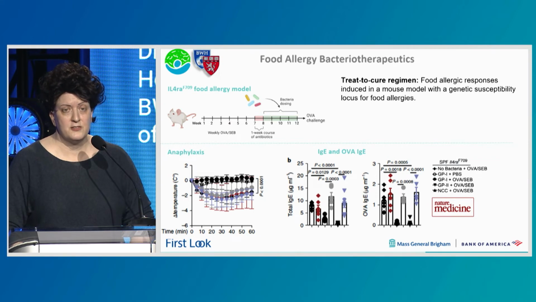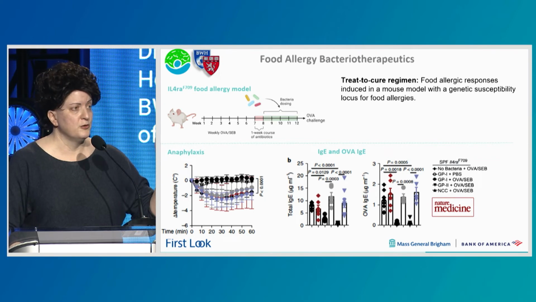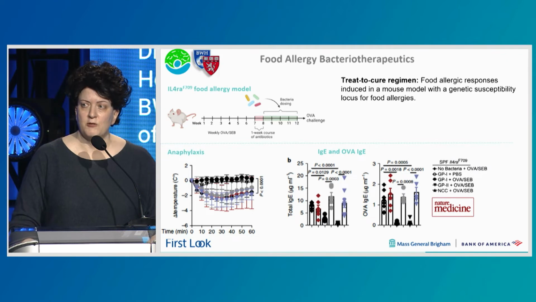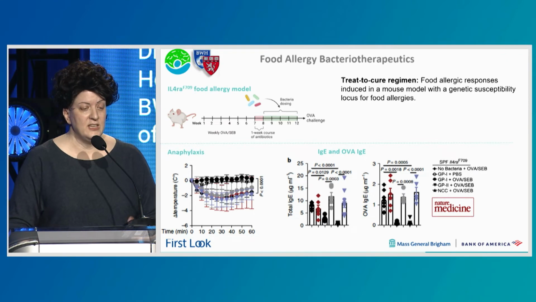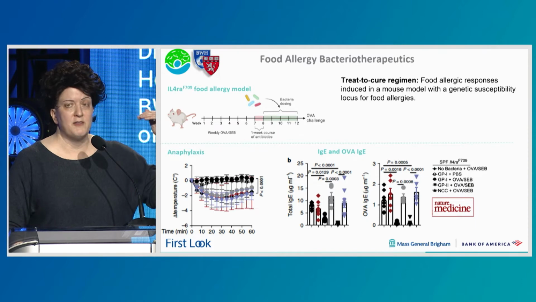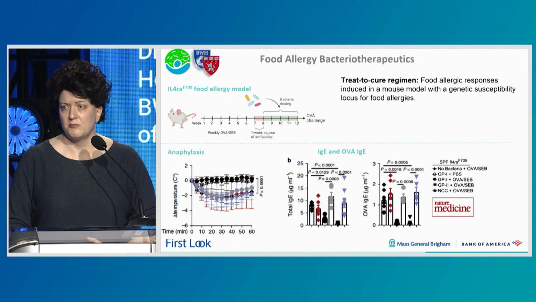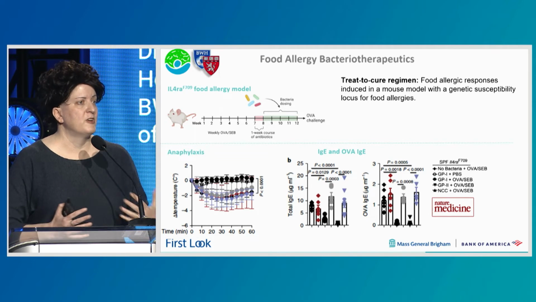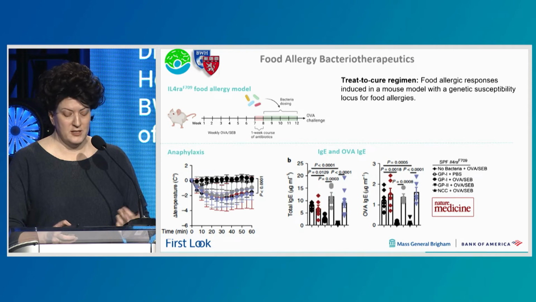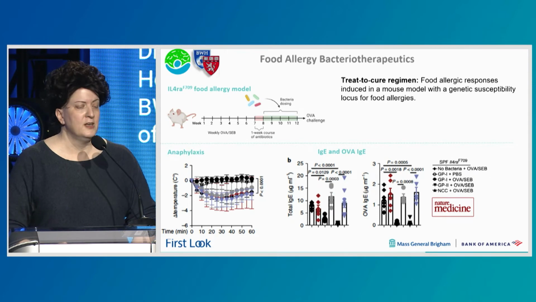As you can see on the next two plots, the middle one shows total IgE, the one on the right shows allergen-specific IgE. We've converted the mice from having very high levels of allergen-specific IgE to near undetectable levels. So we've actually gotten rid of the pathogenic molecule. So this is giving us a very high resolution molecular understanding for how these microbes are working within the body.